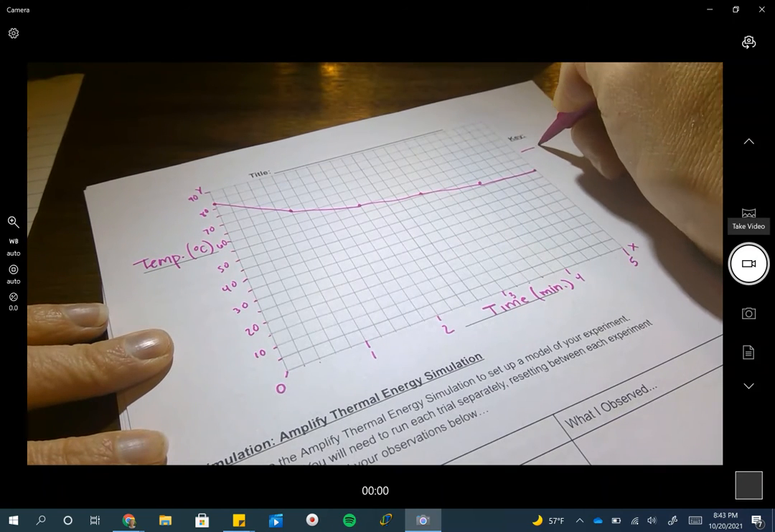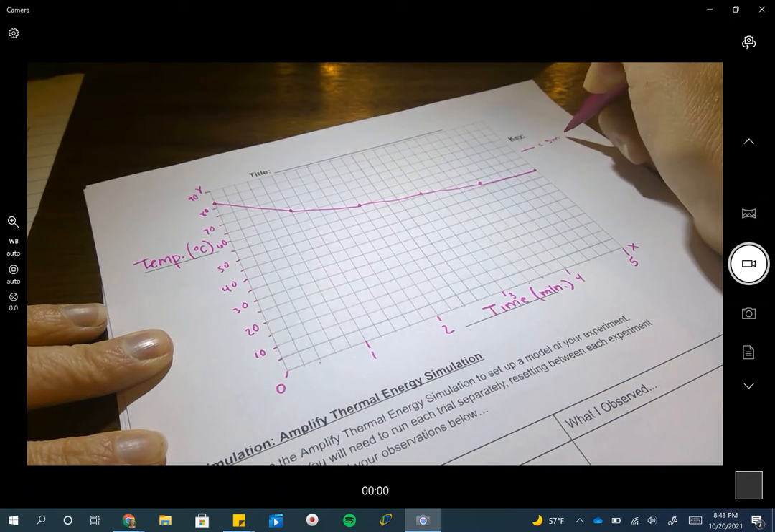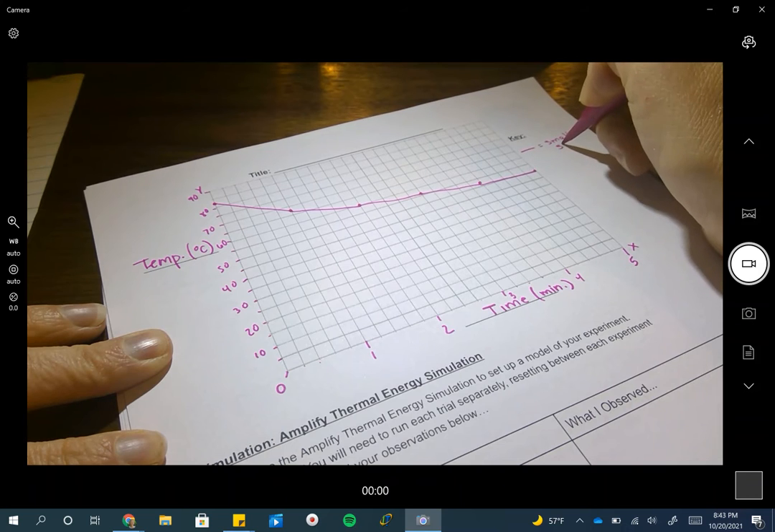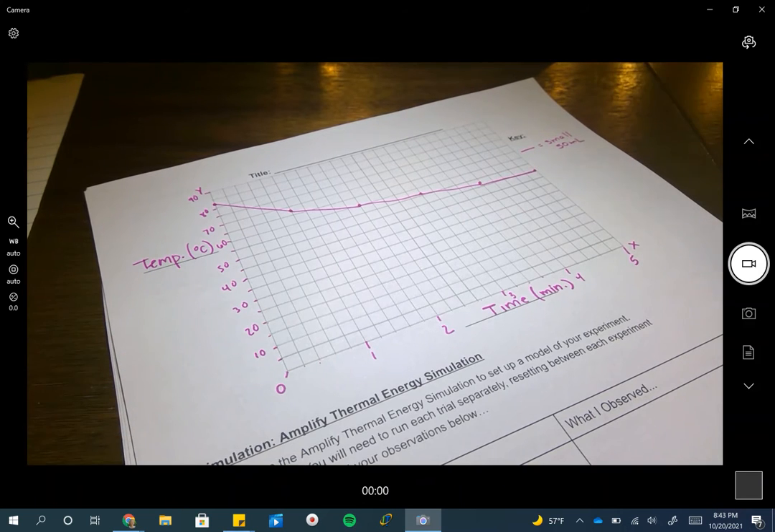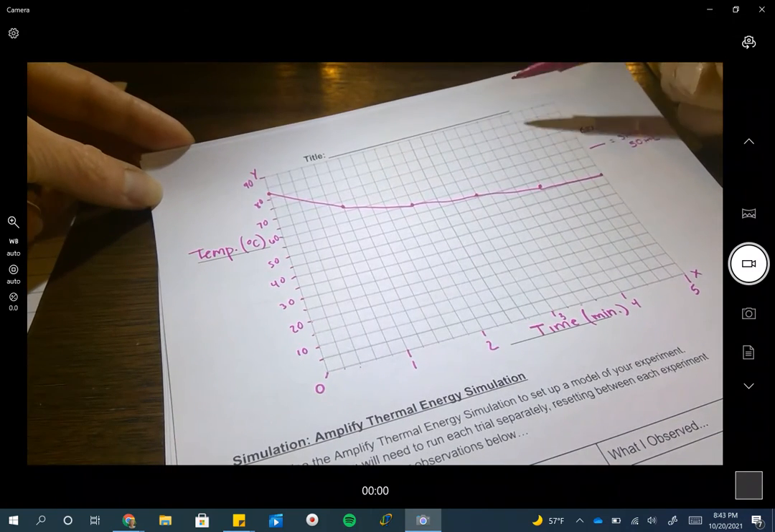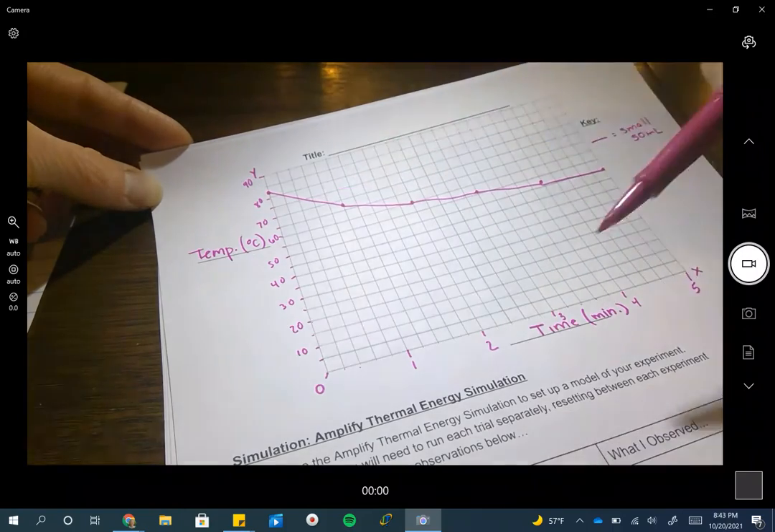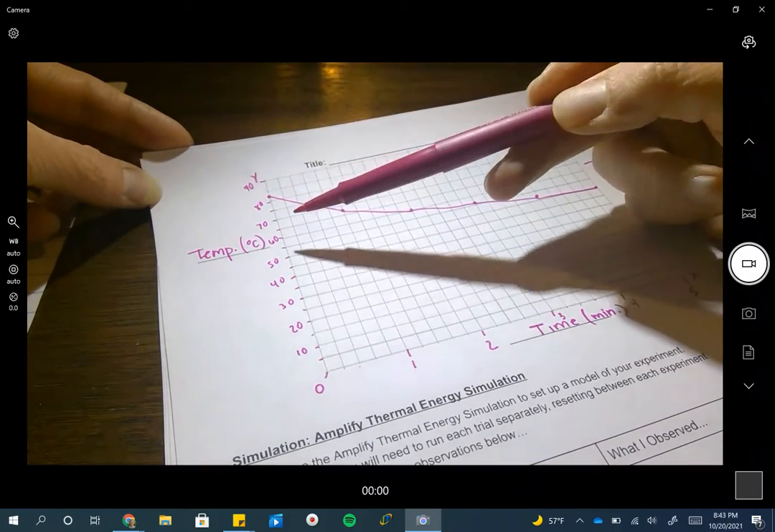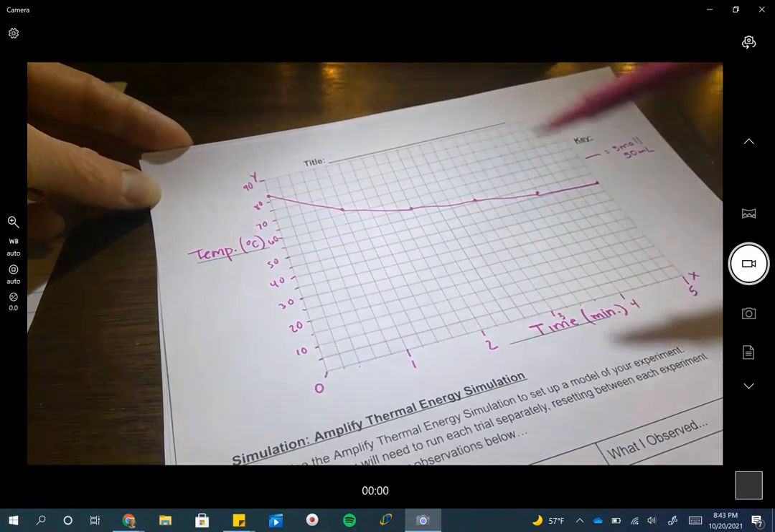So I'll make a key. That's the small 50 ml beaker. And then I'm going to do the same thing for the other beakers. After that, I'll have 3 different lines. So I'll use different colors. And then I'm going to add a title of what my graph is showing. Something like temperature of water over time.